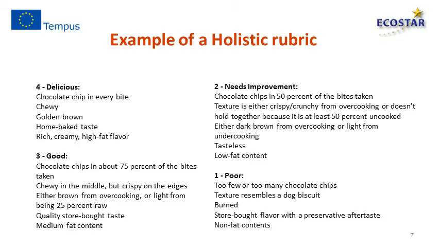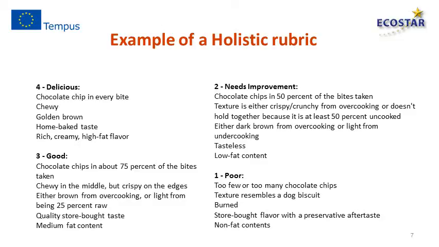Now, what happens when you're rating holistically is you might say, well, yeah, the cookie was chewy, it was golden brown, it had home-baked taste, and it was rich and creamy, but there weren't enough chocolate chips in every bite. So then you have to use your judgment as to whether that cookie still deserves a rating of 4.